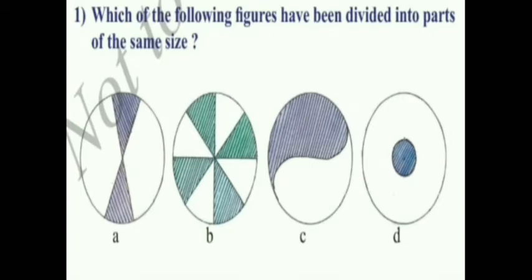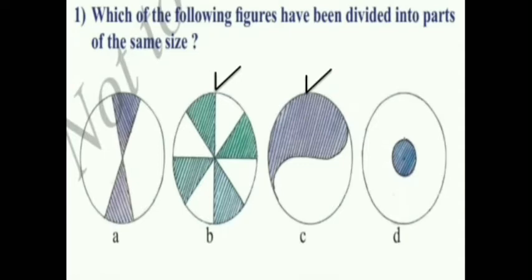Now we will see this next figure. In this circle, the circle is divided into 8 parts. 4 parts are shaded and 4 parts are not shaded. In this figure, shaded and non-shaded parts look equal. So we will tick this. Now we will see this next figure. In this circle, the circle is divided into 2 parts. One part is shaded and one part is not shaded. In this figure, shaded and non-shaded parts look equal. So we will tick this.